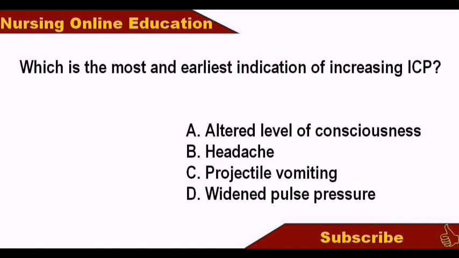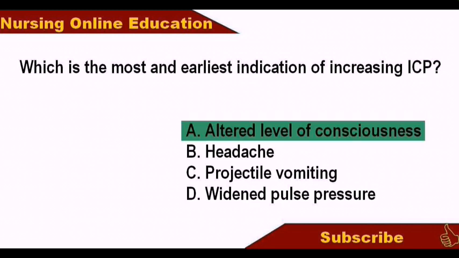Which is the most sensitive and earliest indication of increasing ICP? Options: A. Altered level of consciousness, B. Headache, C. Projectile vomiting, D. Widened pulse pressure. All these are indications of increased ICP, but the earliest indication is option A, altered level of consciousness.